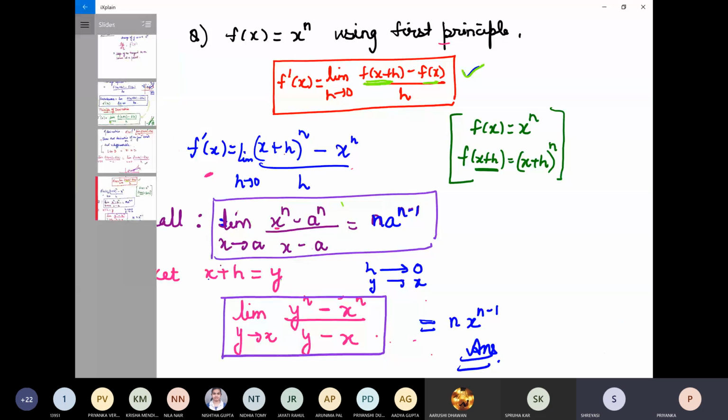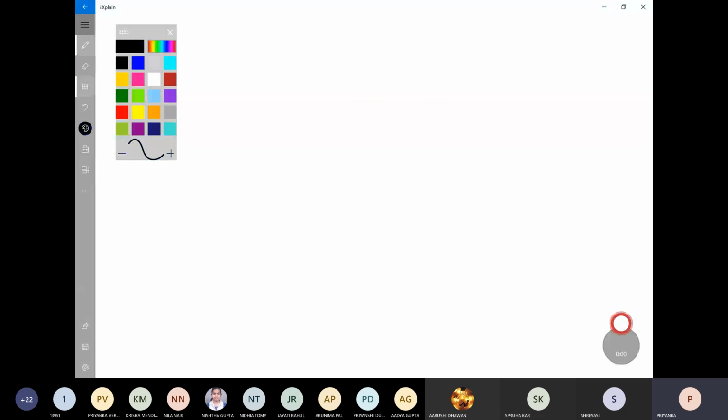Let us try one more question. Now you can try this on your own. Using the first principle of derivative, find the derivative of e to the power x. You don't have to show that it exists, you only have to find it using first principle. Do it.